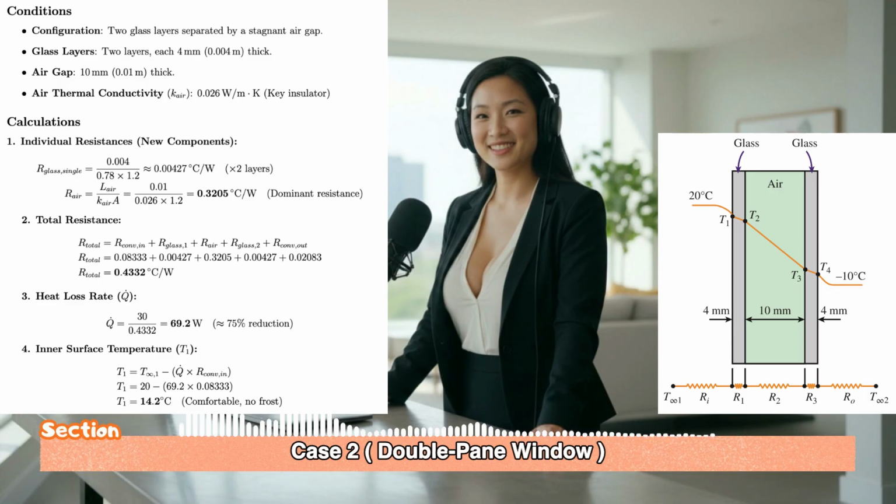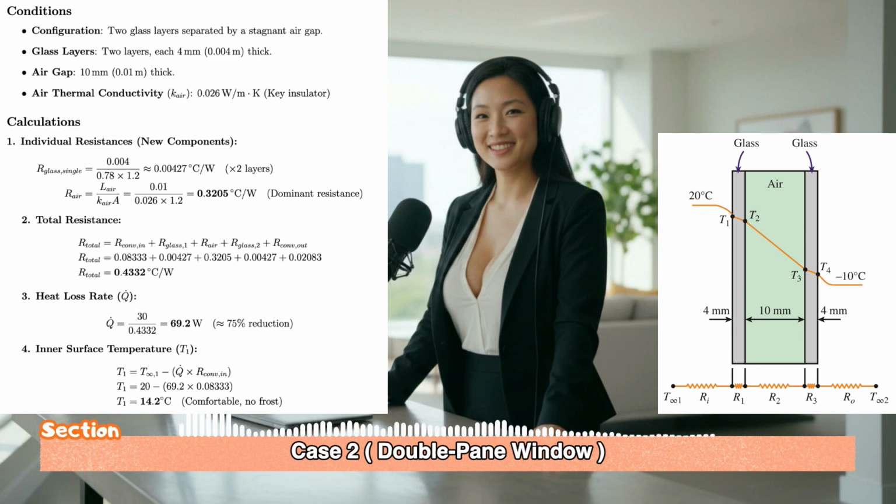That one layer of trapped air provides almost 3 times the resistance of the entire original window assembly. The air layer is the dominant resistor, by far. So when we combine all 5 resistances, the new R total is 0.4332. The system now has nearly 4 times the resistance of the single pane. The reduction in heat loss is enormous.